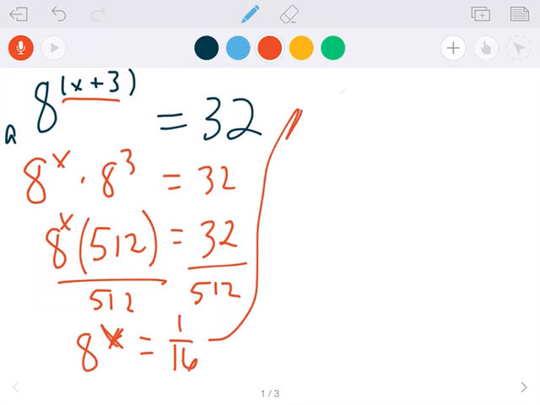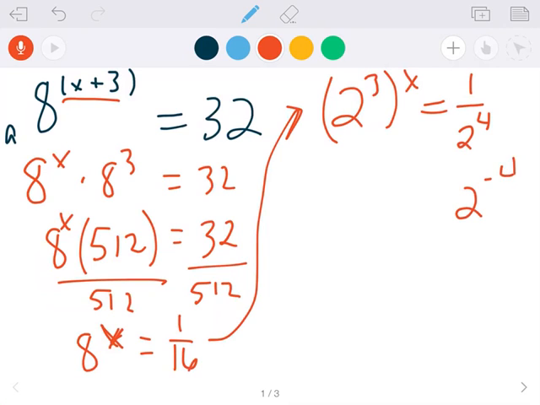So I'm just going to go up to here, and I'm going to rewrite 8 as 2 to the third power, because 2 times 2 times 2 is 8, right? So 2 to the third power to the x equals, I'm going to rewrite 1/16 as 1 over 2 to the fourth power, because 2 times 2 times 2 times 2 is 16. And then we can rewrite it without a fraction as 2 to the negative 4. And we can rewrite this side as 2 to the 3x.